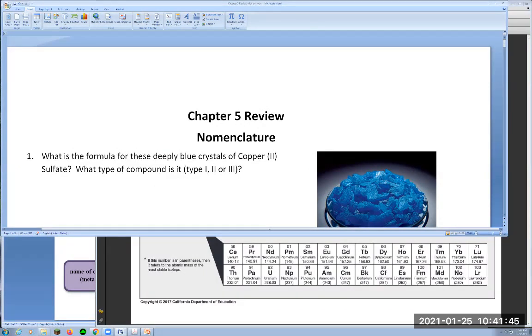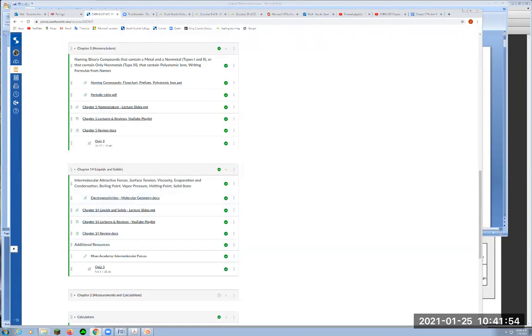And so before we go over this review, I want you to take out documents from the Canvas homepage. If you scroll down to the chapter 5 module, I want you to take out the periodic table, or have a periodic table open. You will definitely need that when you do nomenclature. And also there is this document called Naming Compound, Flowchart, Prefixes, and Polyatomic Ions. You need that list of polyatomic ions, the prefixes, and a flowchart to help you as you learn. So let me show you those documents.